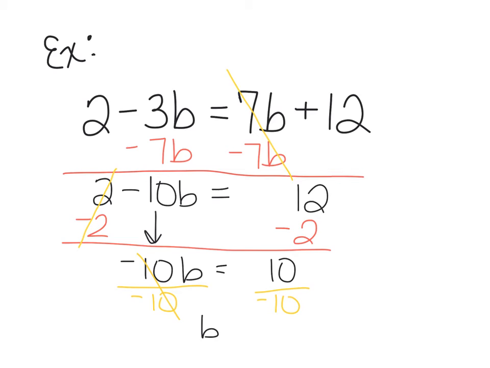Okay, so I'm not going to divide by positive 10 because that's going to give me a negative b. I want a positive b. I want this to be b by itself, that 1b. All right, so we divide by negative 10. Those negative 10s will cancel to 1.